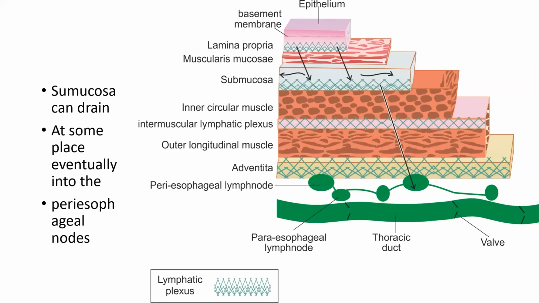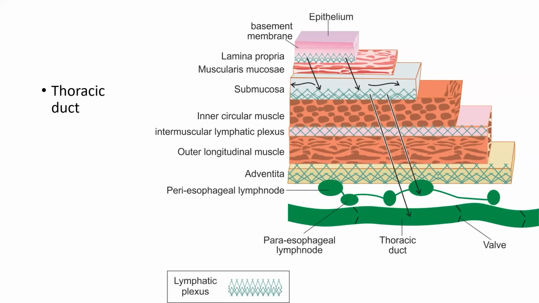So submucosa can drain, and at some place, the tumor will decide to go outside into periesophageal nodes that lie on the surface. So it may go from submucosa, then to intermuscular plexus or to periesophageal nodes one by one, or it can directly go into periesophageal nodes. And these are the pathways. It can also go directly into the thoracic duct. There is no need for the lymph to go into nodes.